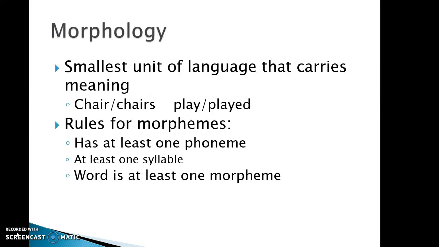So let's talk now about morphology. Morphology is the smallest unit of language that carries meaning. An example of morphology on this slide is S on the end of chair, chair for chairs, or ED for play for played. And obviously right there we know that one is a plural communication significance, one is past tense ED. So there's a lot of information that's contained in morphology. In terms of what morphology is represented by, a morpheme has at least one phoneme in each syllable, and a word is at least one morpheme. Those are some of the rules that substantiate what a morpheme is.